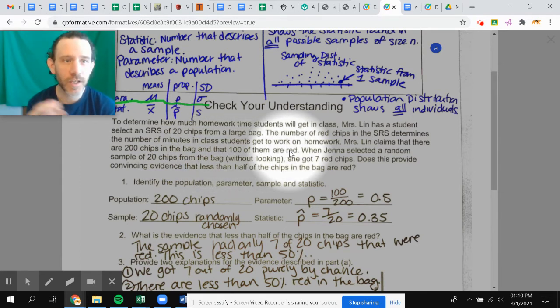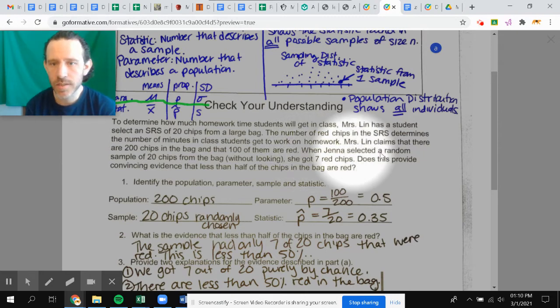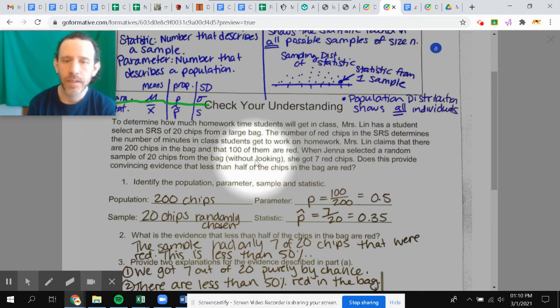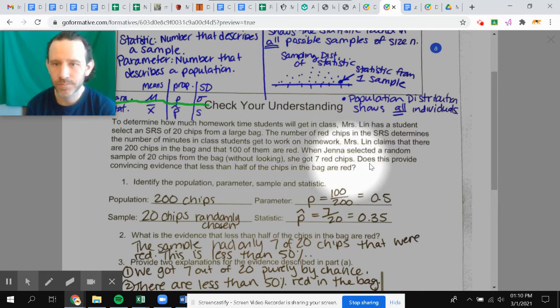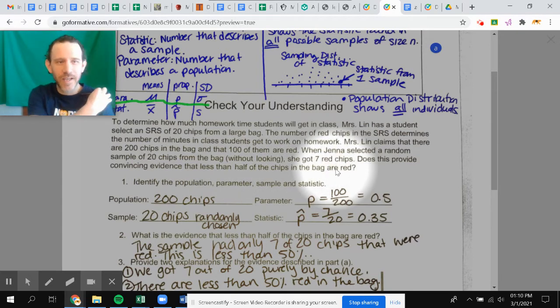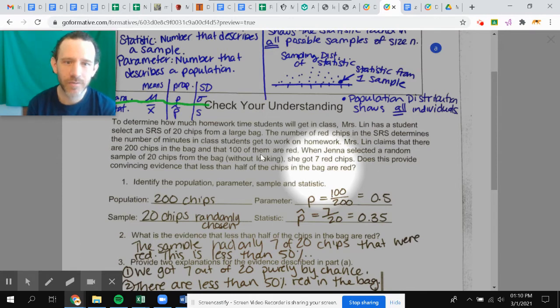So thinking about 100 out of the 200 being red, for sampling purposes, Jenna selected a random sample of 20 chips from the bag without looking, randomly picking them out, and she got 7 red chips. Does this provide convincing evidence that less than half of the chips in the bag are red? So 7 out of 20 is definitely less than half, when Miss Lynn said that there are 100 out of 200.